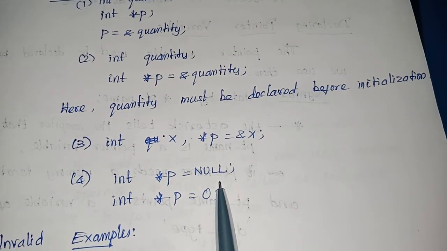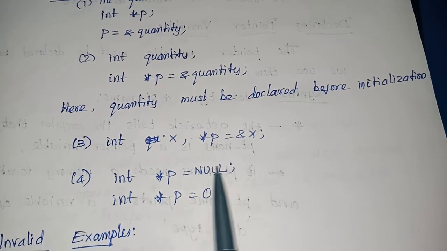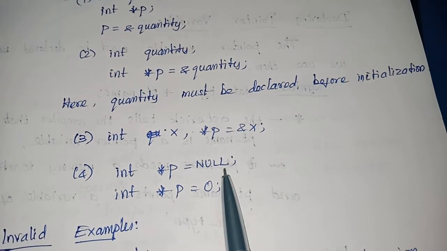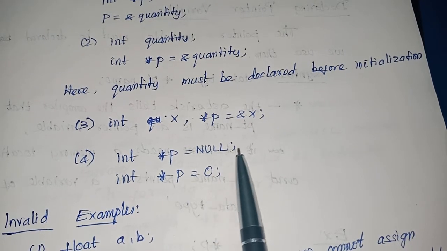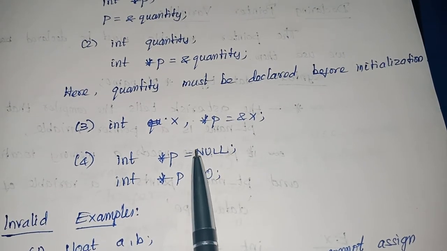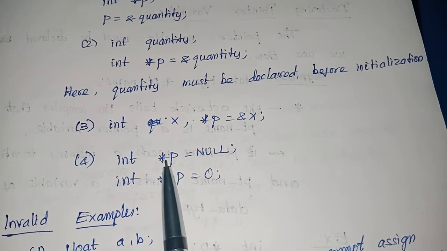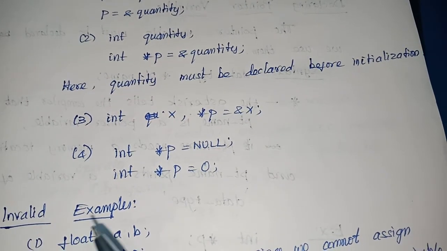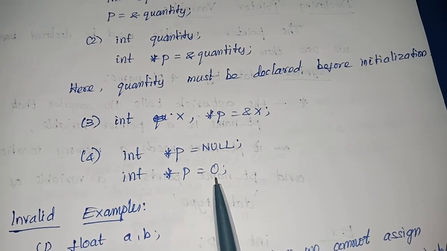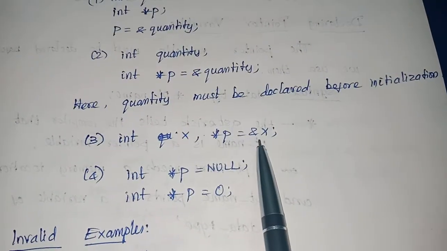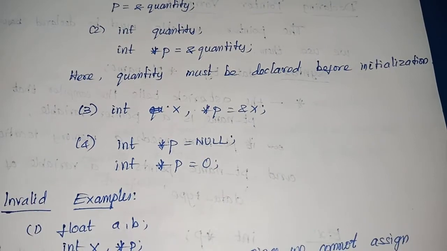Null means 0. So the address will initially be considered as 0. I can either initialize like this or with 0. These are also accepted. Without this, some garbage, unwanted values will be stored in P. To avoid that, I can initialize with 0. Later I can collect the address of any particular variable.